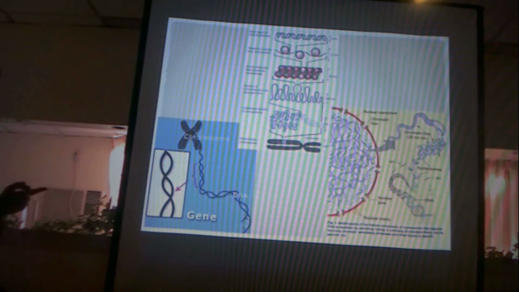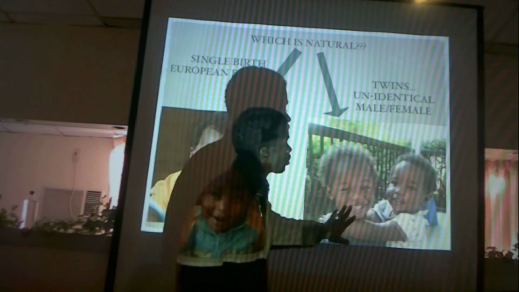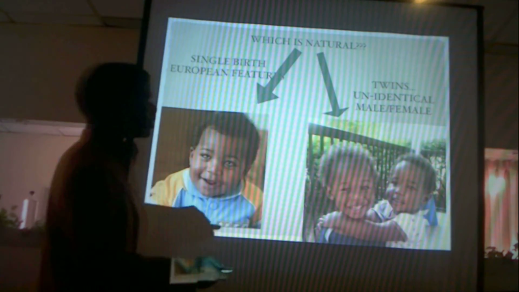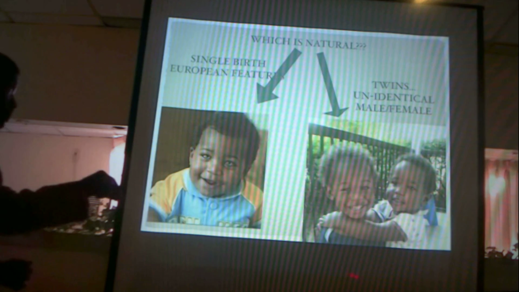And why did I show this? Now you see that this is why I put that there. Because when I talk about the twins in the DNA, the twins are unidentical. That's the first thing I get: no, those aren't twins because they're unidentical. Natural twins are unidentical.